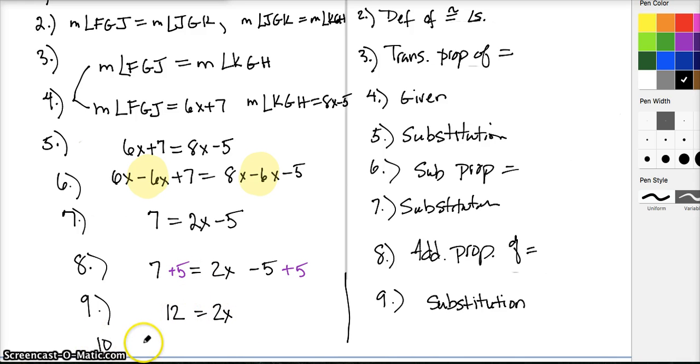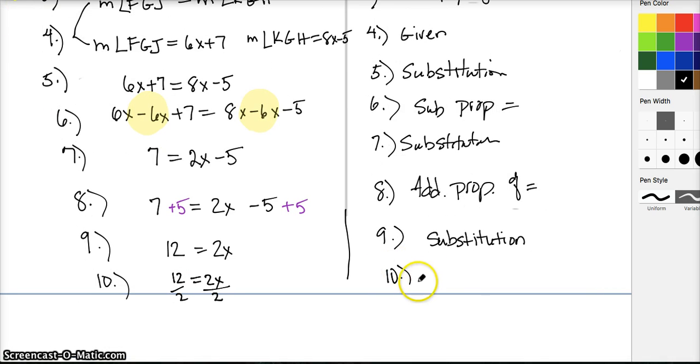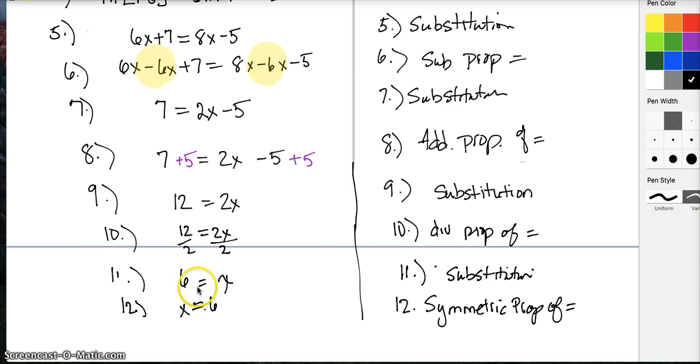And I think you know that to solve an equation in this state, I'm going to have to divide both sides by the same number. So that's the division property of equality. And then finally bring it home by substitution. I get that 6 is equal to x. And then after 6 being equal to x by substitution, x is equal to 6 by the symmetric property of equality.